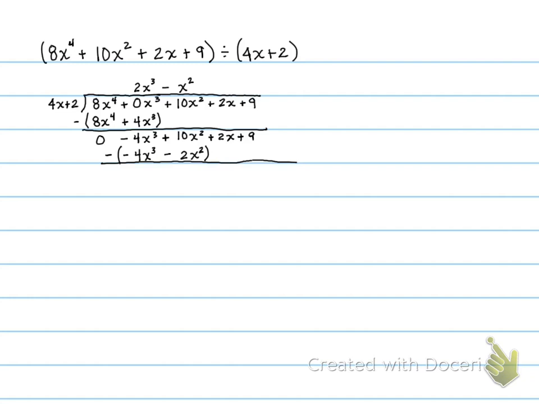So negative 4x to the 3rd minus negative 4x to the 3rd is 0. And then 10x squared minus negative 2x squared is a positive 12x squared. And just like we did with exponents, like Ben was saying, you can write this like 10 minus negative 2 over here if you find yourself making mistakes with the subtraction, like with the signs.